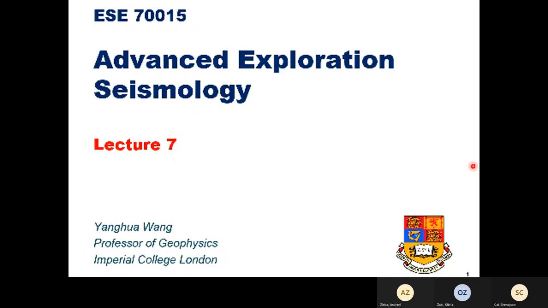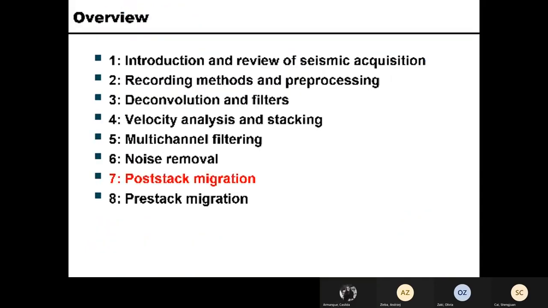Today will be lecture 7. Up to lecture 4, we understand how to create a seismic stack section. And then in weeks 5 and 6, we try to learn how to create the high quality stack section, right, by removing random noise and coherent noise by different filtering.